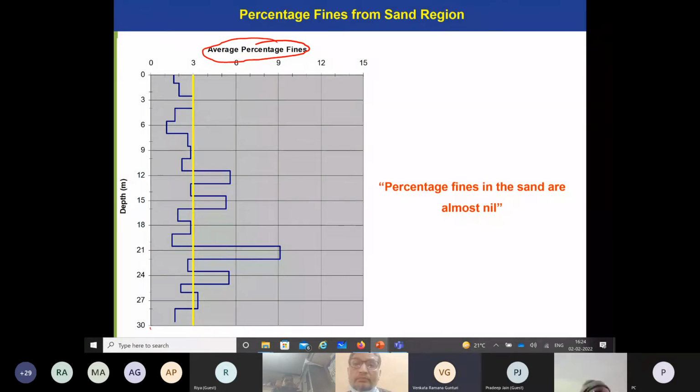This is an average. So from 0 to 3 meters, it is less than 3%. From 3 to 6 meters, and again to 12, I can say 11 meters, it is all less than 3%. At a few locations, it is shooting up to 6% or 10%, which indicates that this is a clean sand. If the percentage of fines is more, then the treatment method would be different. It is a clean sand, with an insignificant percentage of fines in the entire stretch of the dam.